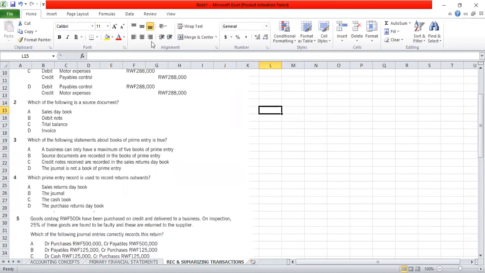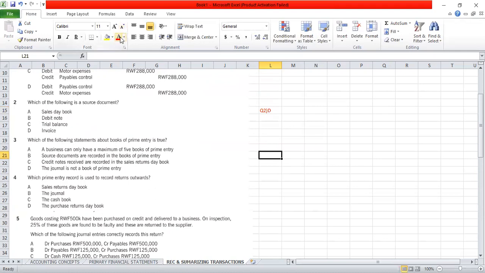Question number 2. Which of the following is a false document? A sales day book? No. Debit note? No. Trial balance? No. An invoice? Yes, an invoice is a source document.